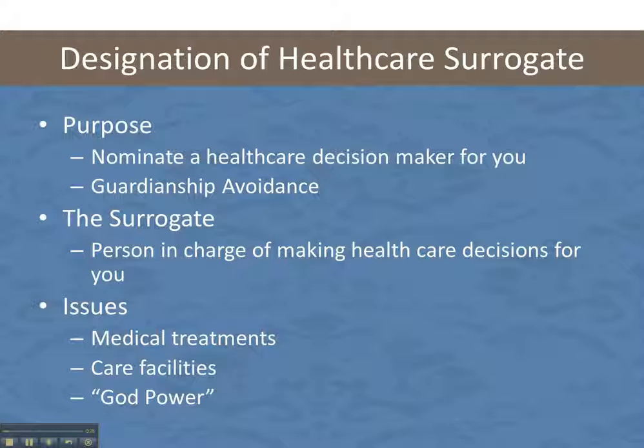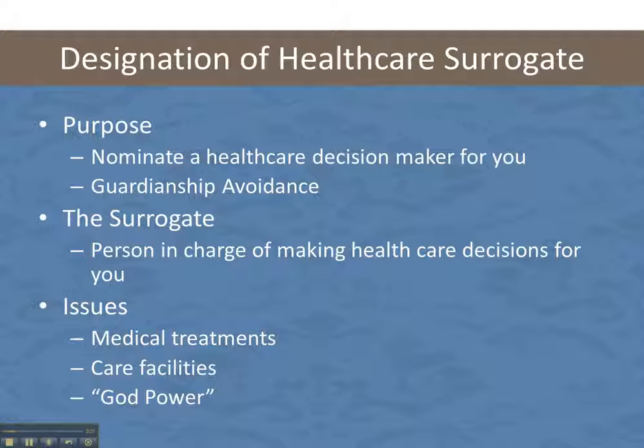The Designation of Healthcare Surrogate is a document which gives the surrogate, the person you nominate, the ability to make healthcare decisions on your behalf. It's also known as the healthcare proxy in some states, and what it does is avoid the guardianship situation where a court is involved in this decision of whether or not you are given some sort of medical treatment.